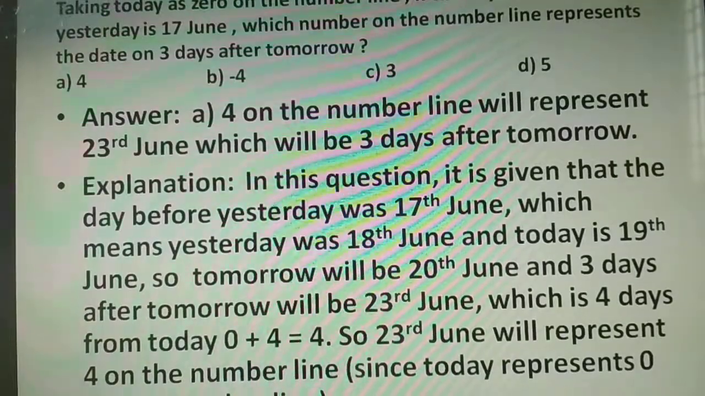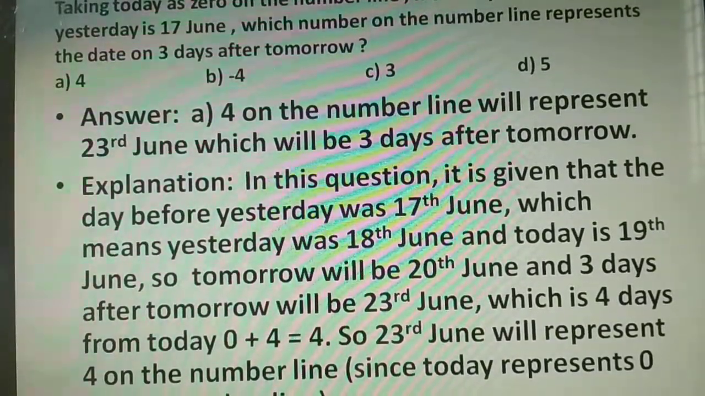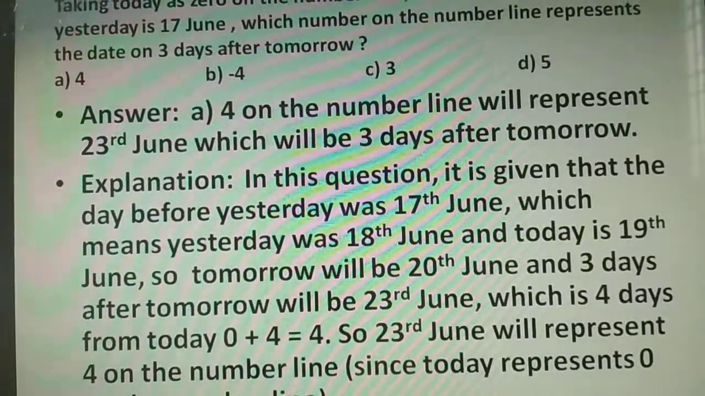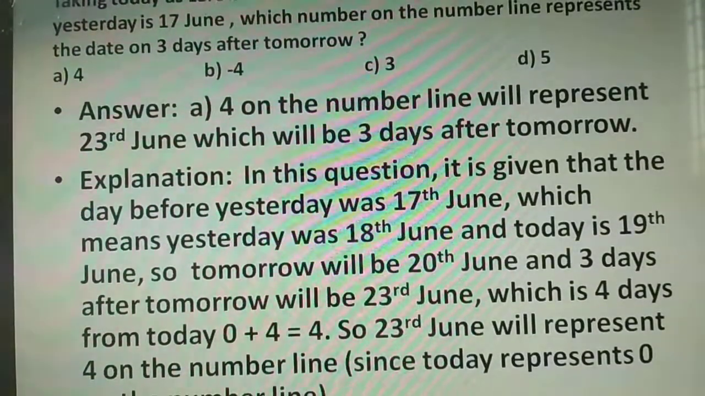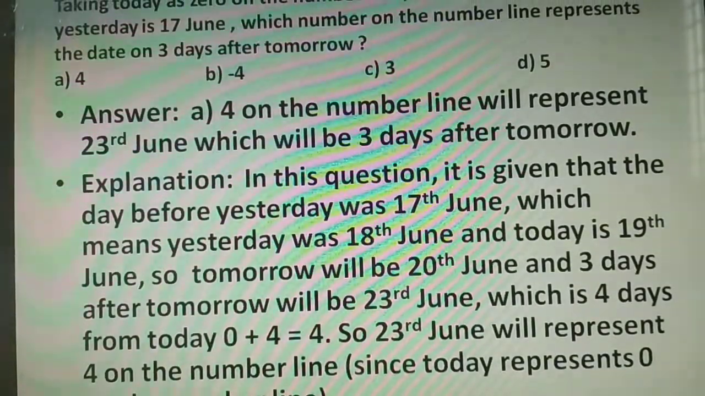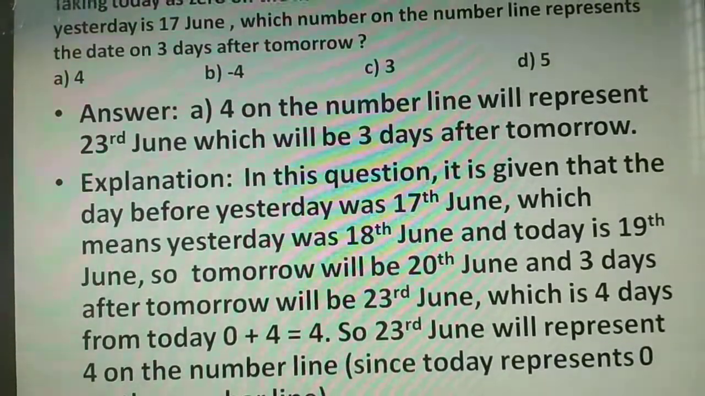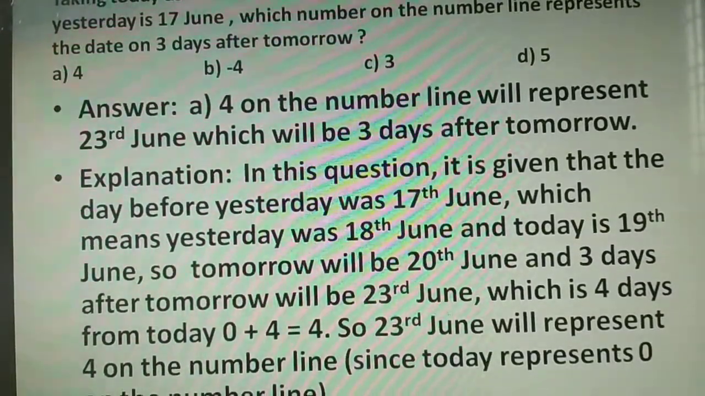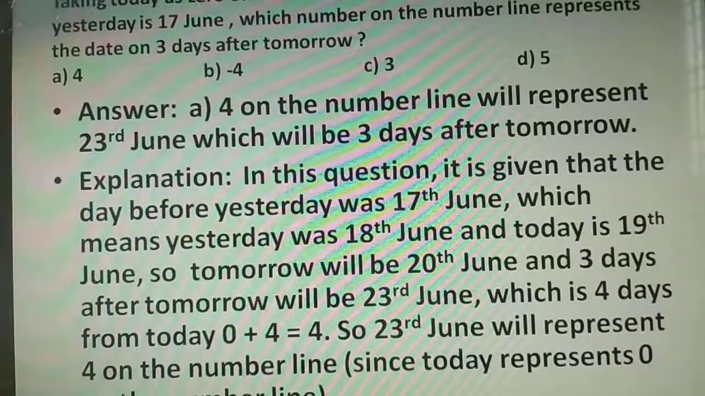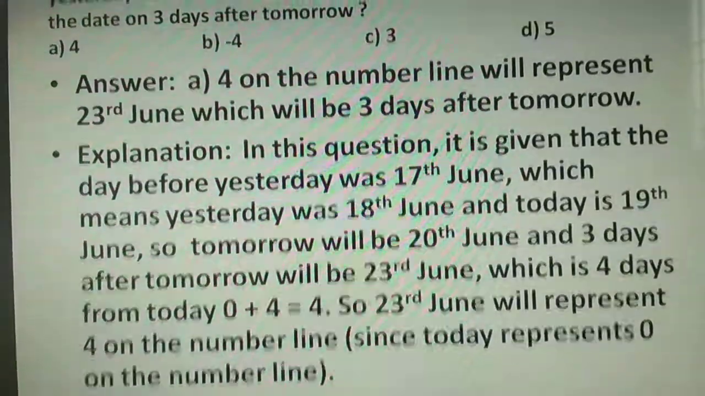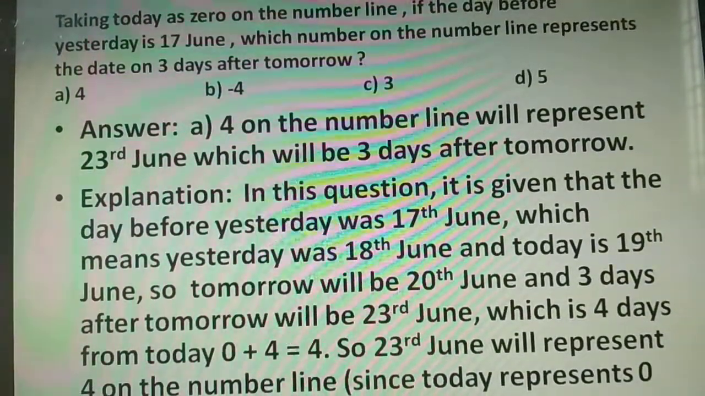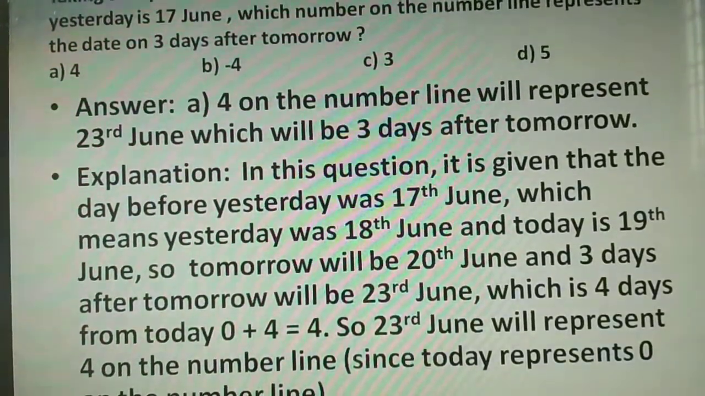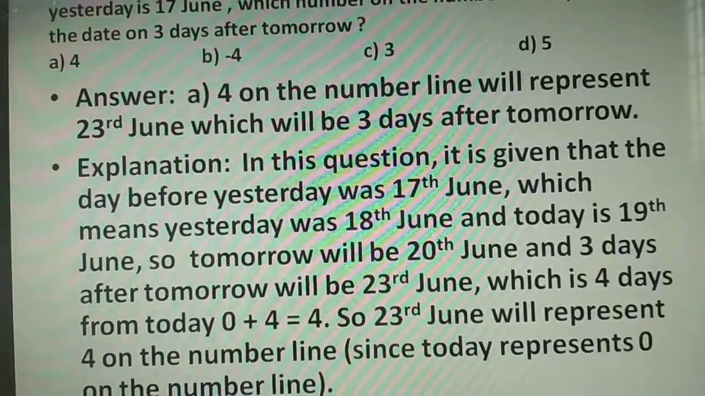So day before yesterday means what? The day before yesterday was 17th June, which means yesterday should be 18th June. Therefore today is 19th June. So tomorrow will be 20th June. And 3 days after tomorrow, let us look at the question again. They are asking us to find 3 days after tomorrow only. So 3 days after tomorrow will be 3 days after 20th.